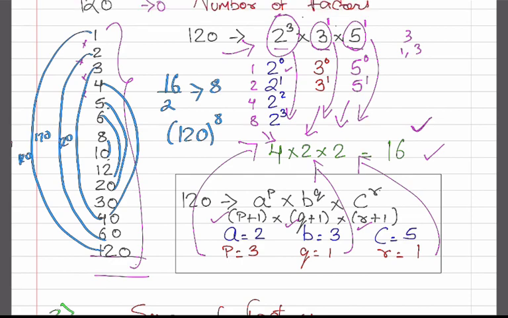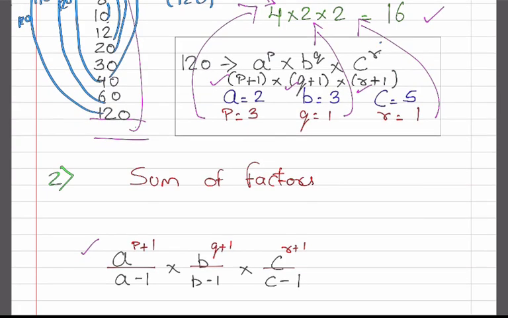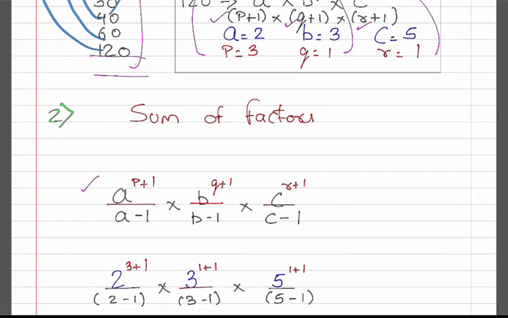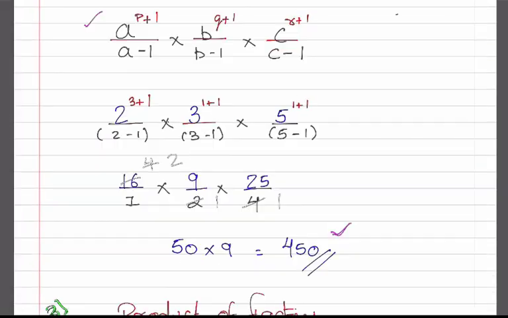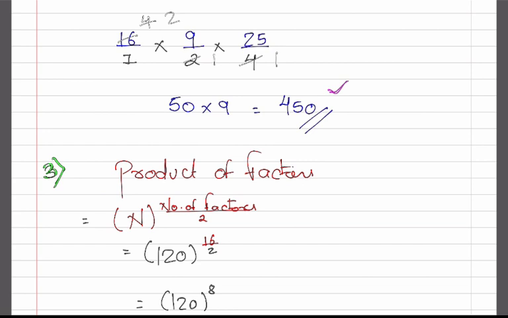If asked in terms of formula, how will I write this? I'll come here and do this, which is nothing but n, my number, 120, raised to number of factors divided by 2. So 120 number of factors are 16. 16 divided by 2 is nothing but 8. And that is my answer to the question of product of factors.